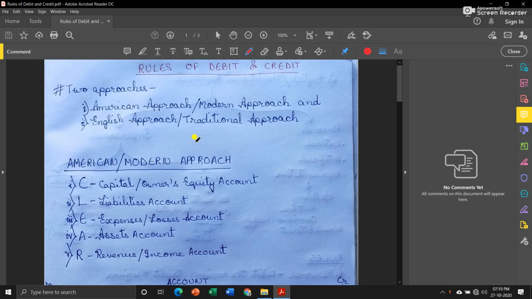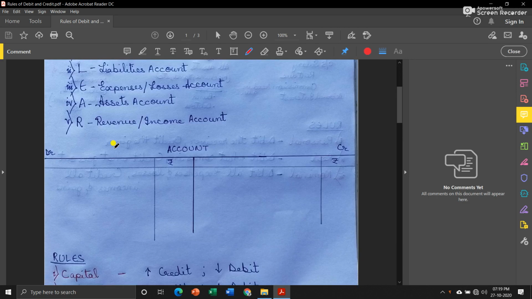Hello everyone, today we will discuss the rules of debit and credit. As we all know, all the accounts of a business are divided into several parts. Now, if we prepare all those accounts, we will be dividing them into two parts. Now this is the format of a T-shaped account.